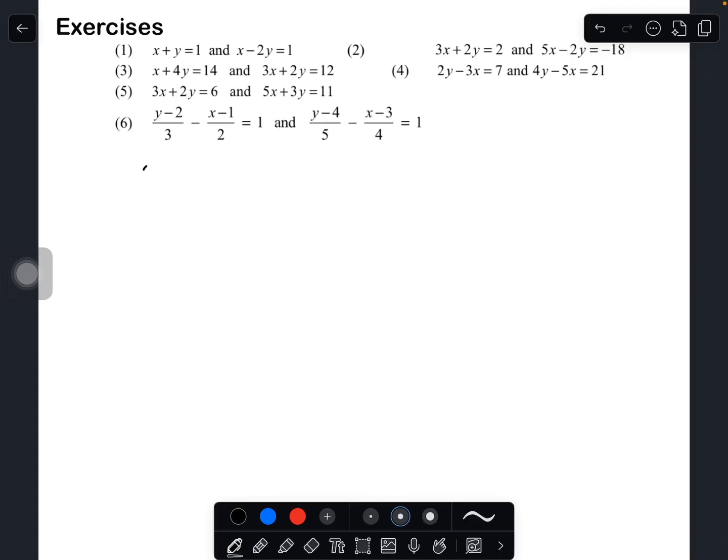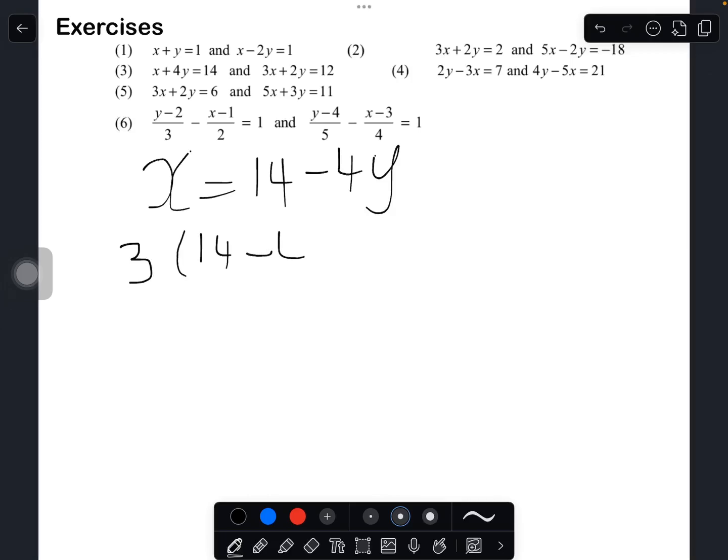So I'll rewrite this as x equals 14 minus 4y. Okay, I'll then substitute this into the next formula. So I have 3 into 14 minus 4y plus 2y equals 12. I'm then now just going to solve for this.